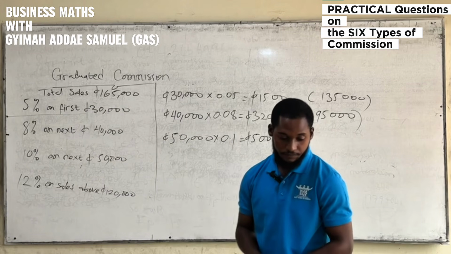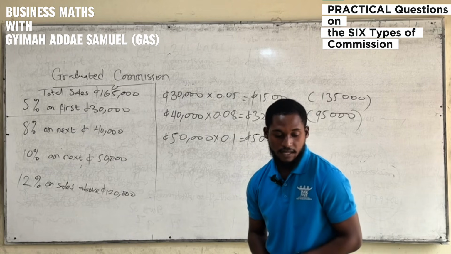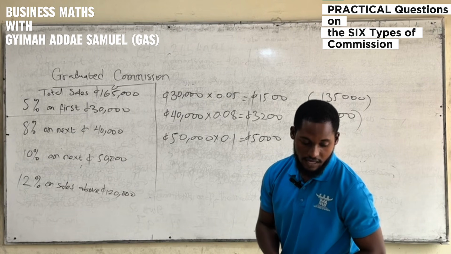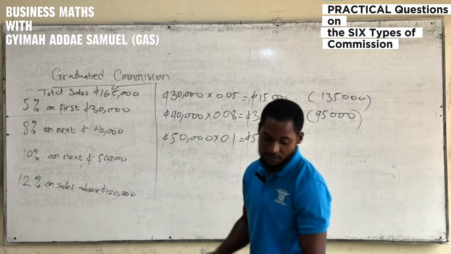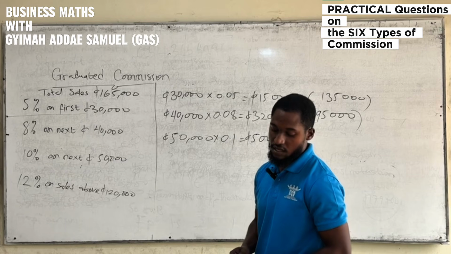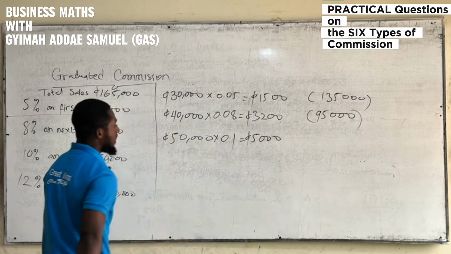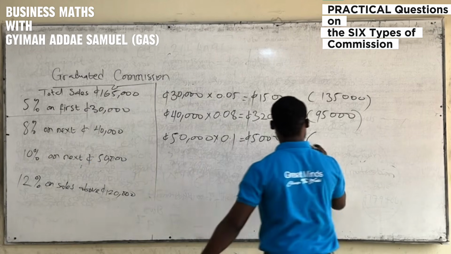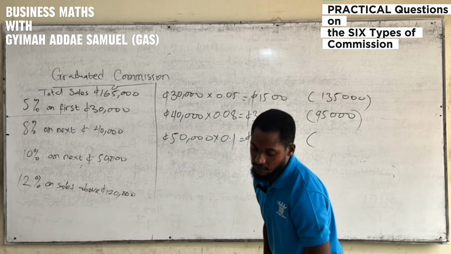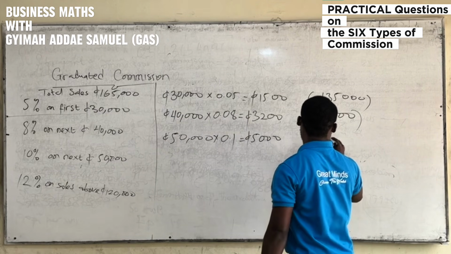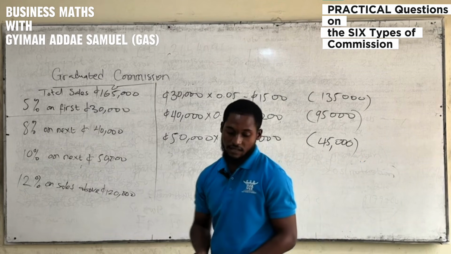the question says if total sales for the month were 165,000 Ghana cedis, and below we have 12% on sales above 120,000. So we would have to subtract 50,000 from the 95,000 Ghana cedis. And when we subtract the 50,000 from the 95,000 Ghana cedis, we are getting 45,000.